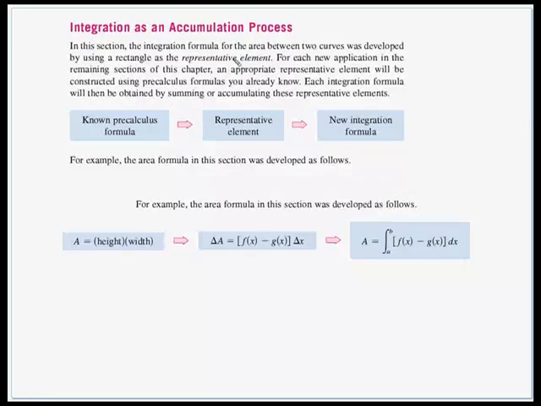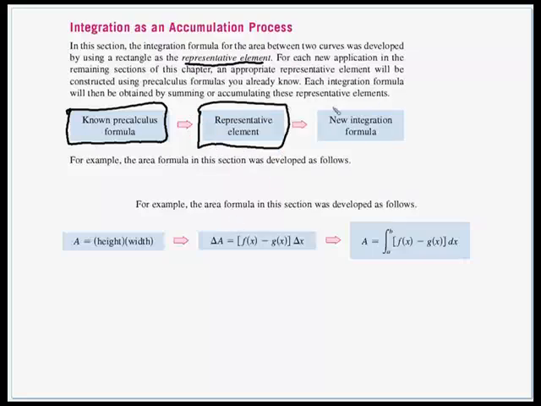Now let's talk about integration as an accumulation process. And we did talk about this when we first started finding the area under a curve. In this section, the integration formula for the area between curves was developed by using a rectangle as the representative element. For each new application in the remaining sections of this chapter, an appropriate representative element will be constructed using pre-calc formulas that you already know. Each integration formula will then be obtained by summing or accumulating these representative elements. So we're going to take a known pre-calc formula, use that to figure out our representative element, and use that to find our new integration formula.